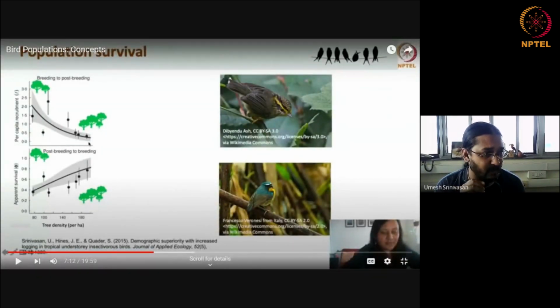And this is what this graph is showing: as tree density increases, that is, as logging intensity reduces, the higher the density of trees, the lower the intensity of logging, the greater the survival from one year to the other.